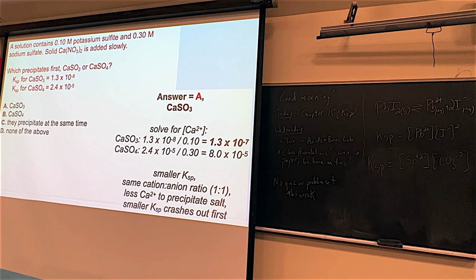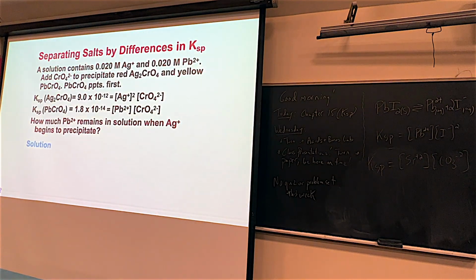Okay. Now, in this example, we saw earlier that the lead 2 chromate begins to make a solid before the silver chromate happens. This is another part of these kinds of questions which often pops in. This question says, how much of the lead ion is still around when the silver ion just begins to precipitate?